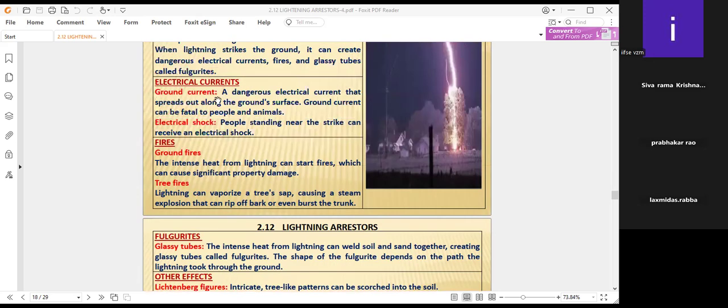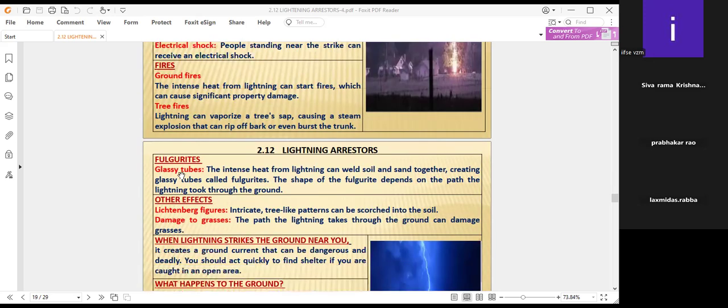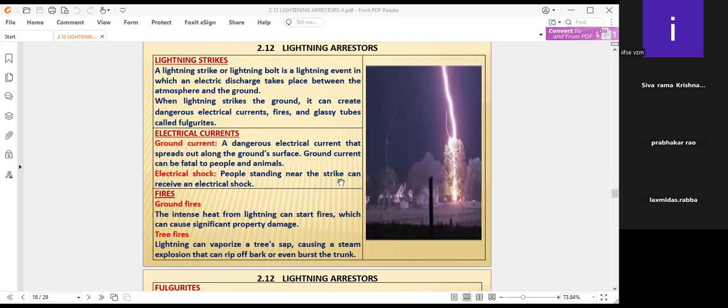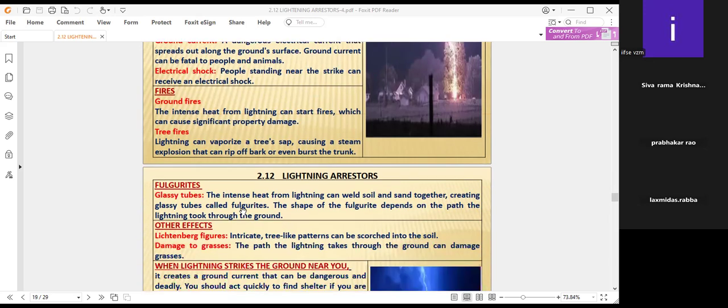The fulgurites: the glossy tubes. The intense heat from lightning can weld soil or sand together, creating glossy tubes called fulgurites. The shape of the fulgurites depends upon the path that lightning took through the ground, because the surroundings depend upon which path it takes. That means source, path, and receiver. That is how fulgurites are formed.